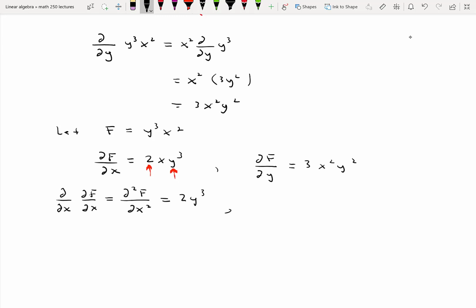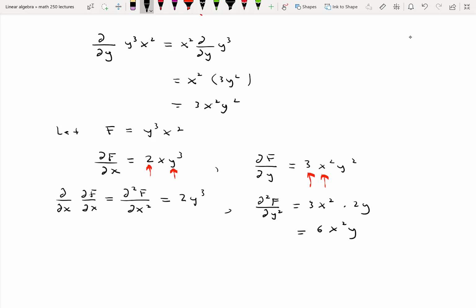Okay, so let's take the second partial derivative of f now with respect to y. So holding everything else besides y constant, namely x. 3 is a constant. X squared is a constant. When I'm taking a derivative with respect to y, the x is constant. Anything with x in it is going to be constant. So this is nothing more than the original 3x squared times 2y, since the derivative of y squared is 2y, or 6x squared y.